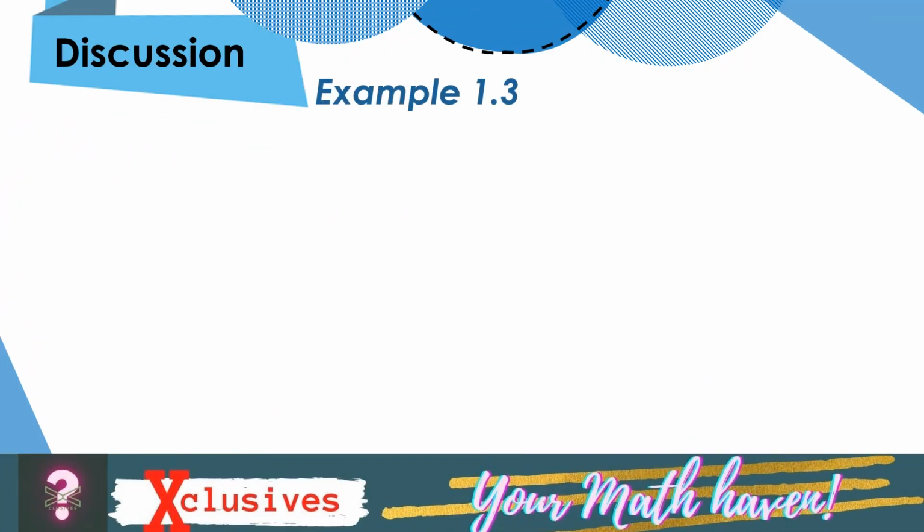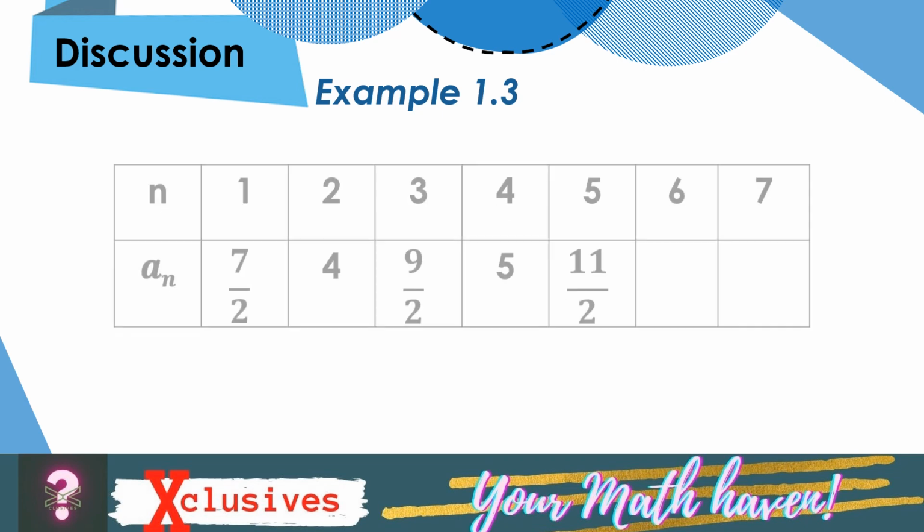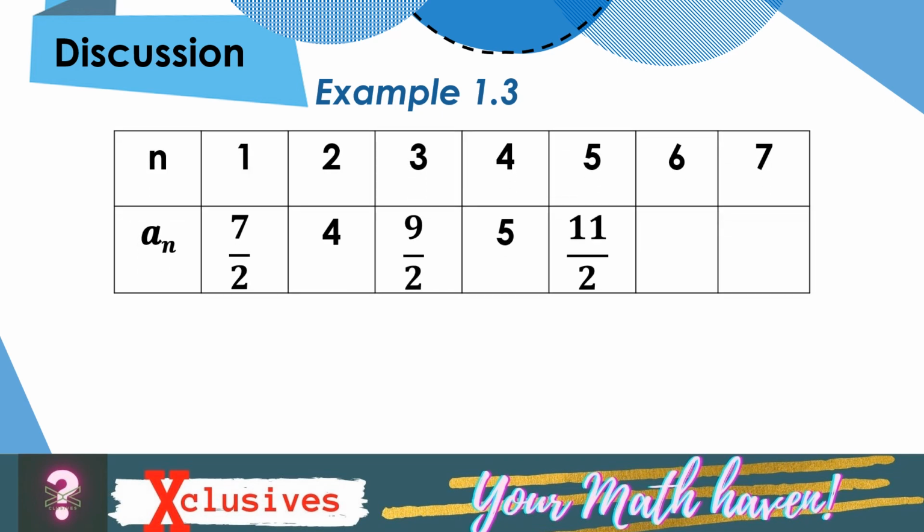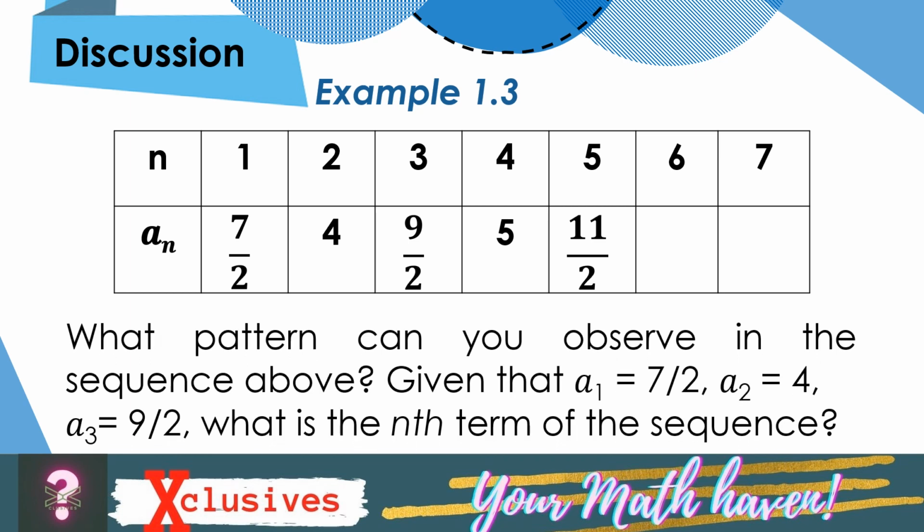For the next example, we will jump to 1.3. For 1.2, you are expected to study it on your own. No need to worry. Details of solutions are given in your module. Now let's proceed. Here, we have a table with 7 terms, but the last 2 terms are missing. Now let's read. What pattern can you observe in the sequence above?